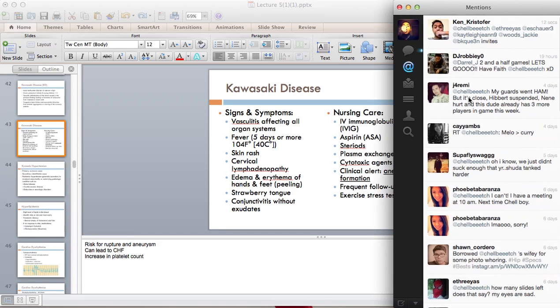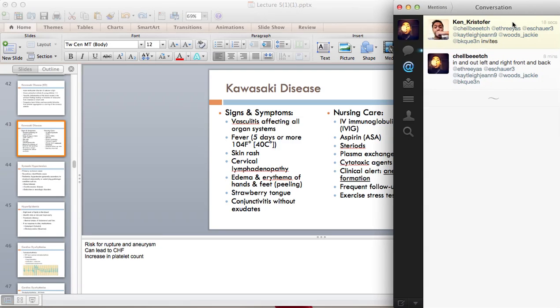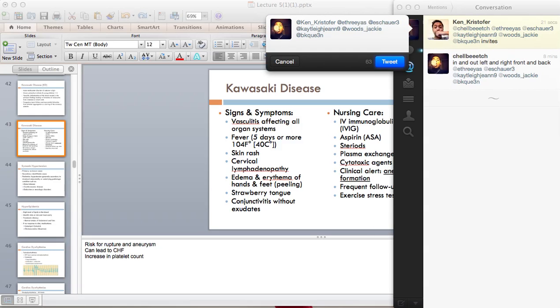So what do you see? Patients will present with a fever. Sometimes the fever will be up to 104.